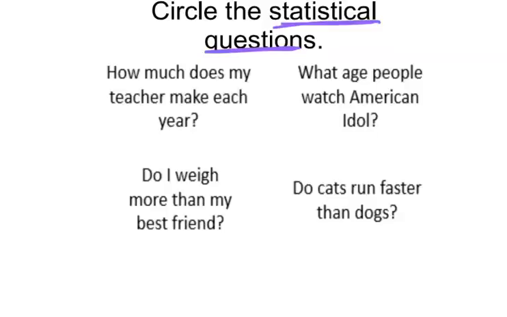Circle the statistical question. Statistical means it has variance. It has lots of different possibilities, not just one. So it says, how much does my teacher make each year? Let's change it to this year because I think that's kind of what was trying to be asked. So how much does a teacher make this year? Is that going to be a bunch of different numbers, or at the end of the year, is one teacher going to make a certain amount of money? It's just going to be one teacher. They make a certain amount of money. That would just be one answer, so that would not be a statistical question.